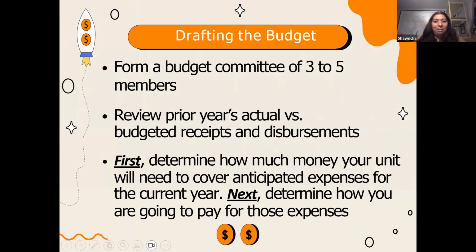First, you want to determine how much money your unit will need to cover anticipated expenses for the current year. And then next, you want to determine how you're going to pay for those expenses. So it goes back to: don't fundraise or don't bring in funds without knowing how you're going to spend those. You want to first know what are the costs that you need to cover, and then you work to find a way to cover those.